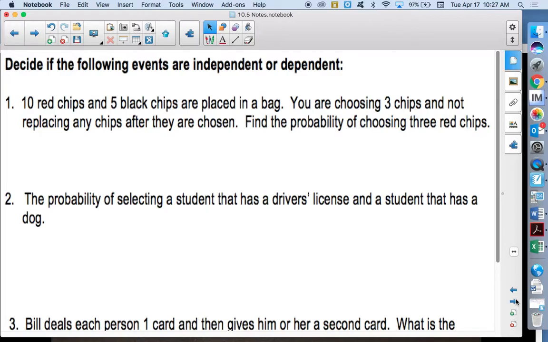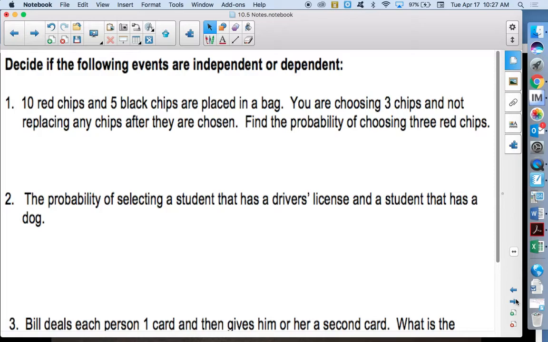So just looking at these examples below, all you have to do is say if it's dependent or independent. There's no work necessary. So 10 red chips, 5 black chips are placed in a bag. You choose 3 chips and don't replace any of the chips after they're chosen. So after picking one chip, the first chip, has the bag changed? If it has, it's dependent. If it stayed the same, then it's independent. What do you think for the first one? It's dependent. We have to solve them? You don't have to solve them. Nope, you're just saying is it independent or dependent.